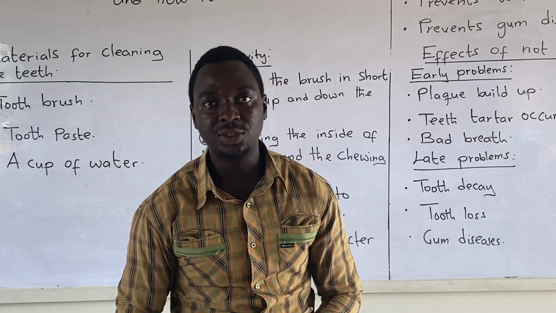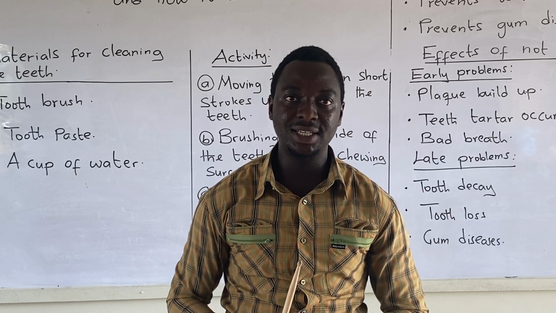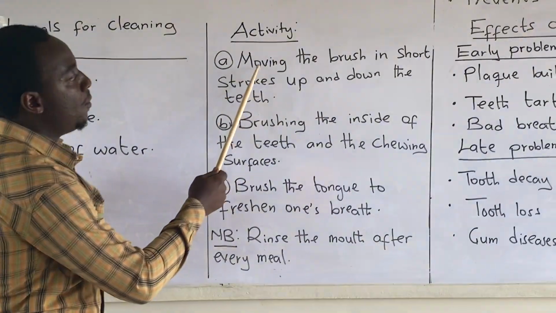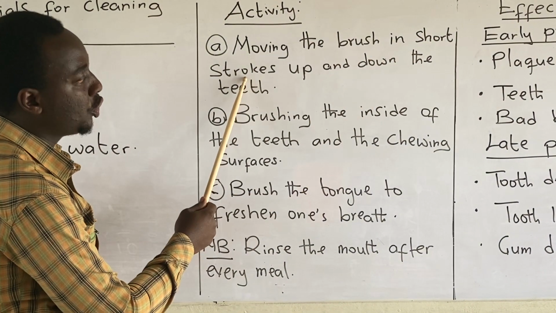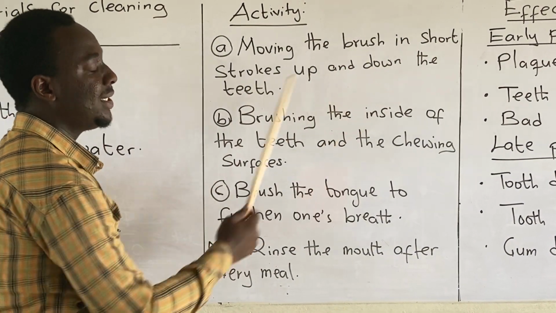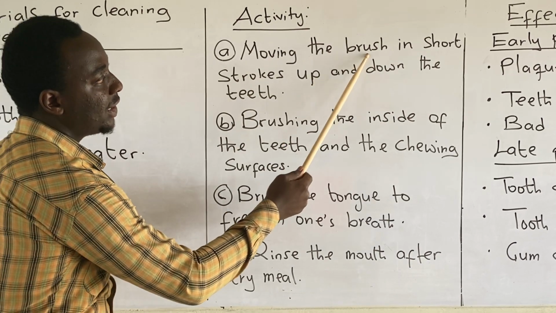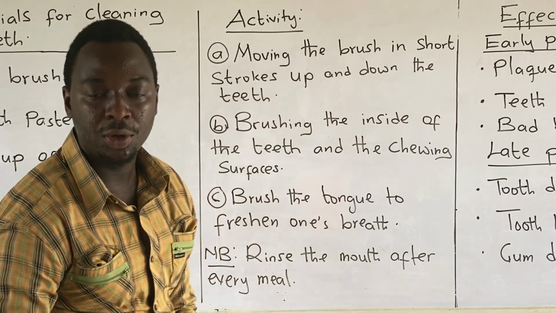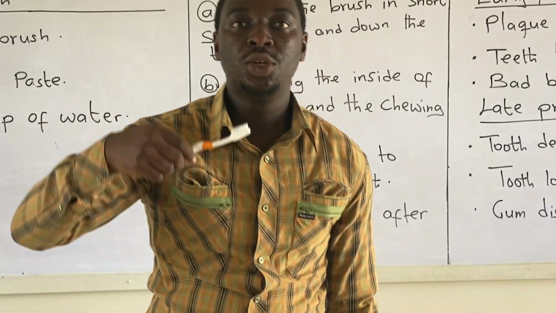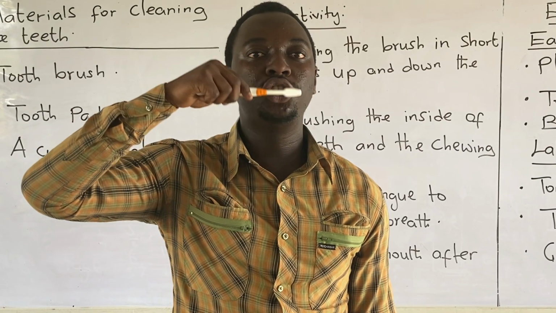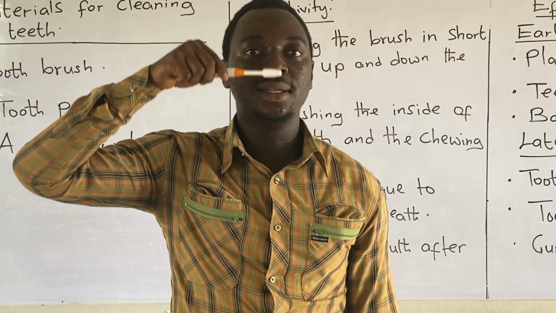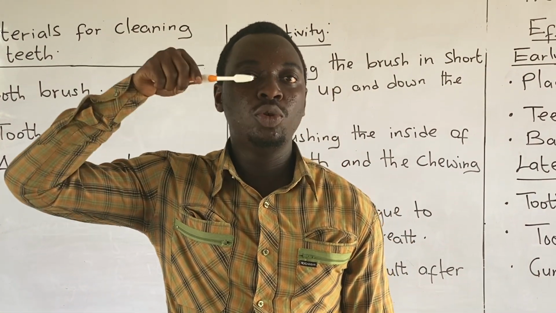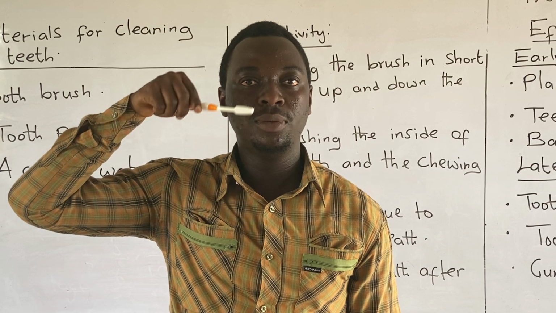After putting your toothpaste on the toothbrush, let's see the activities you are to go through. A. Moving the brush in short strokes up and down the teeth. So with your toothbrush and toothpaste, you have to move it up and down the teeth in short strokes. This is stroking. You move it up and down the teeth to remove stuck particles of food between your teeth.